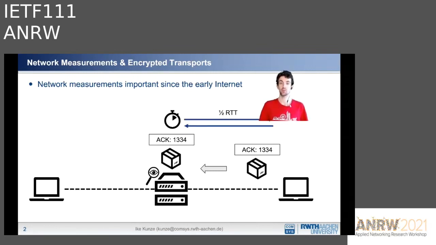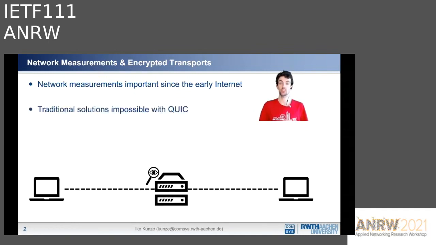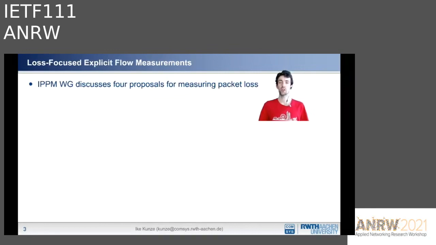Unfortunately, such techniques are no longer possible in times of encrypted transport protocols such as QUIC, because there the protocol semantics are no longer visible to an observer. To still allow for meaningful measurements, the QUIC standard features a special purpose bit, and that is the spin bit. It is a dedicated bit in the QUIC short header and visible to on-path observers. While the spin bit allows for round-trip time measurements, there are also other important network properties that one might want to measure. In this context, there's an ongoing discussion in the IPPM working group focusing around four different proposals that are similar to the spin bit but enable packet loss measurements.